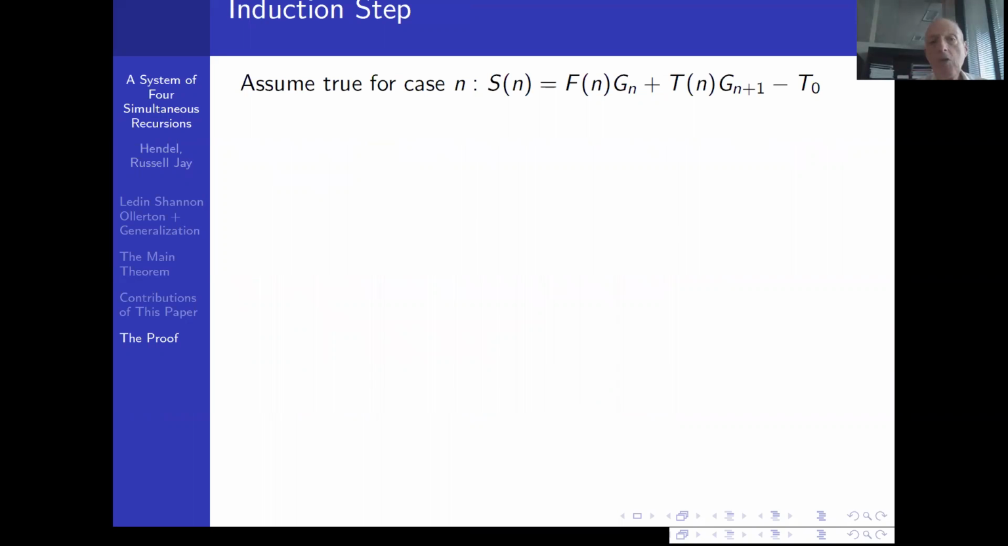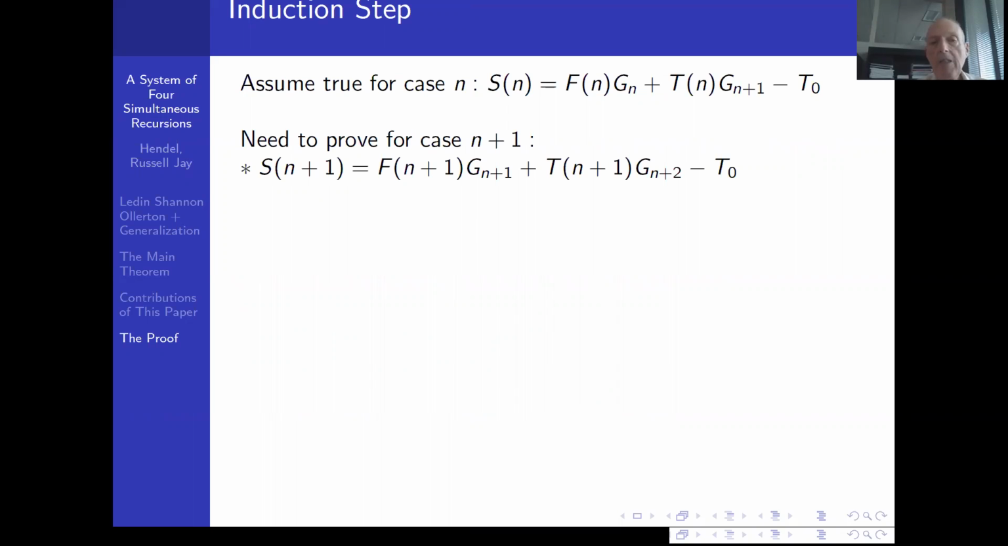We now assume it's true for the case n. In other words, we assume that equation is true. We need to prove it for the case n plus 1. We need to prove that S_{n+1} is F_{n+1} G_{n+1} plus T_{n+1} G_{n+2} minus T_0. Well, how do we do that?